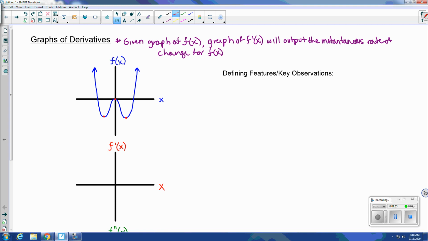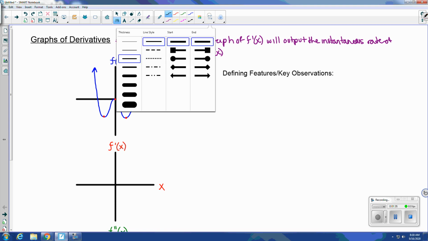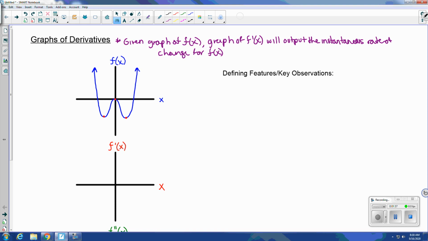Okay, now, so that's our first defining feature, key observation. That's where we want to start. Where f of x has a max or min, there is a horizontal tangent.